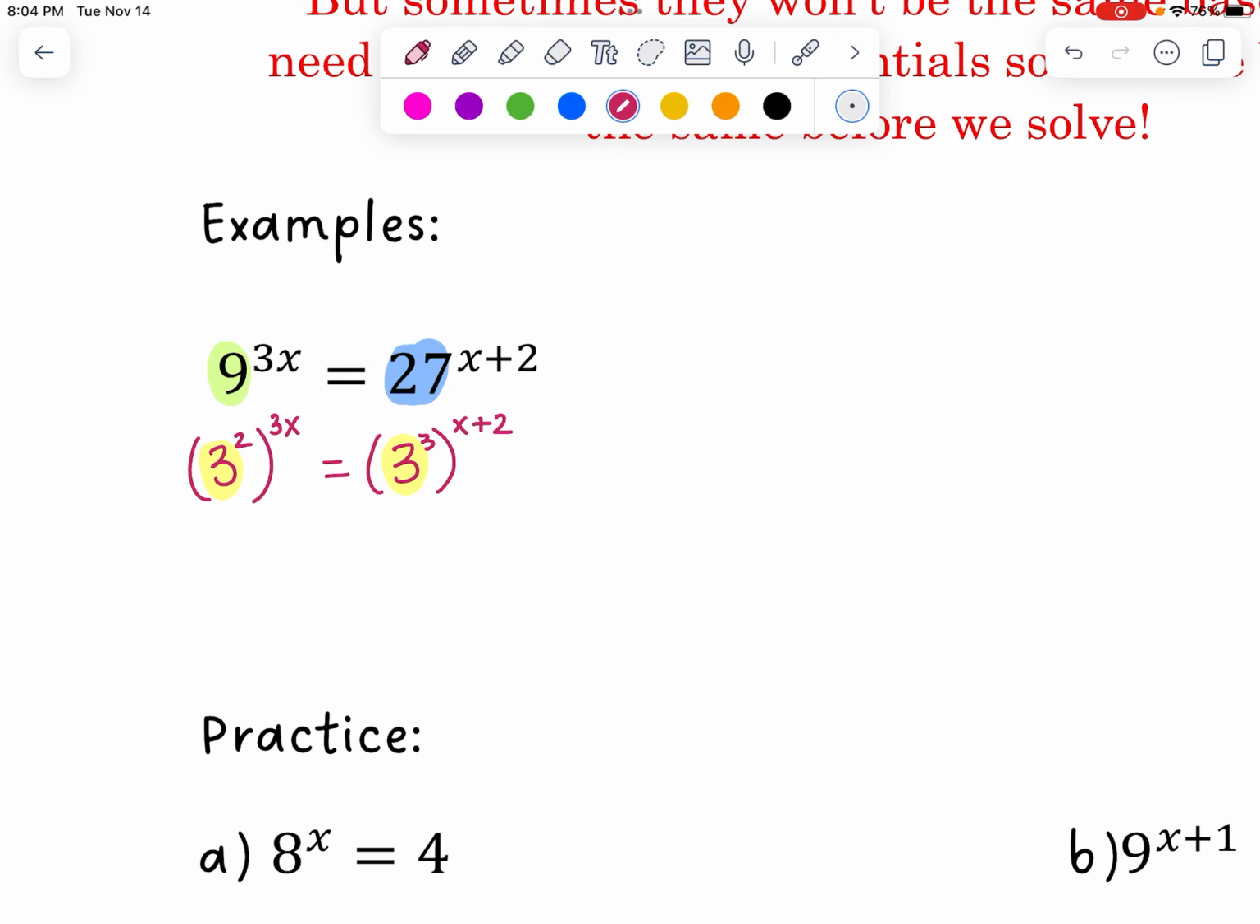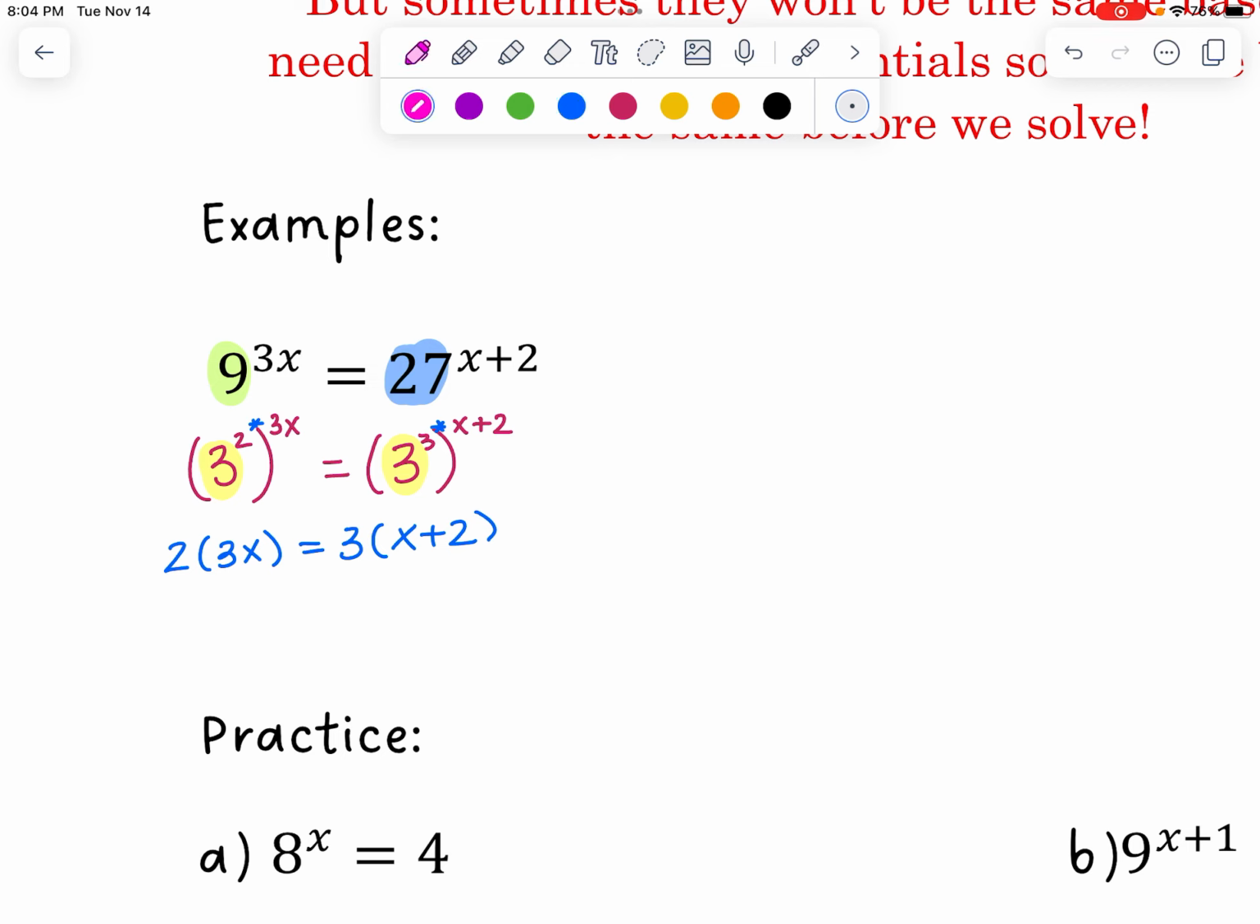Okay, so now I can set the exponents equal. Now we do have two exponents here. We've got the 2 and the 3x, and then 3 and x plus 2. So if you remember the power to a power property from exponent properties, whenever we raise a power to another power, the rule is to multiply those powers. And I'm going to do that in my next step. So I'm going to bring down the exponents. 2 times 3x equals 3 times x plus 2.